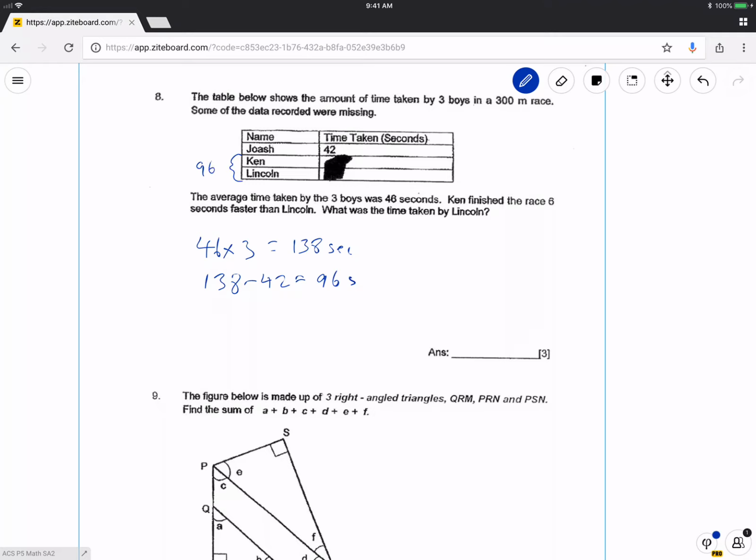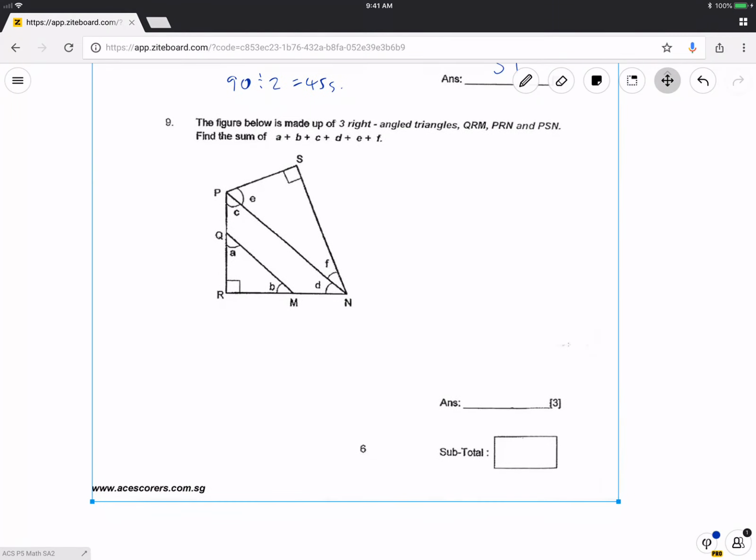So Ken finished the race 6 seconds faster than Lincoln. Now Ken is faster than Lincoln. So 96 minus 6 equals 90. 90 divided by 2, 45 seconds. That means Ken is 45 seconds. So Lincoln is 45 plus 6 is 51. Boom. Next. The figure shows 3 right angle triangles.